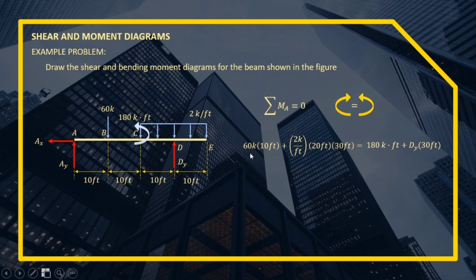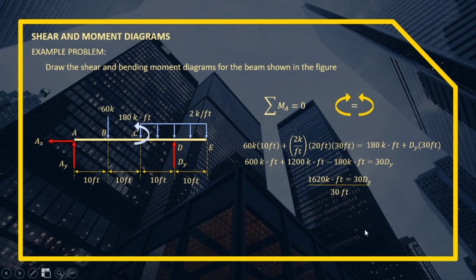So, equal to 180 plus DY times moment arm niya about point A is 30 feet. So, simplify natin. So, 60 times 10, this is 600. 2 times 20 times 30, this is 1,200. Tapos, yung 180 natin, nilipat sa kabila, equal to 30 DY. So, 600 plus 1,200 minus 180, that is 1,620. So, pwede nyo guys i-pause ulit yung video and compute nyo yung value. Check nyo kung tama using your calculators. So, equal to 30 DY.